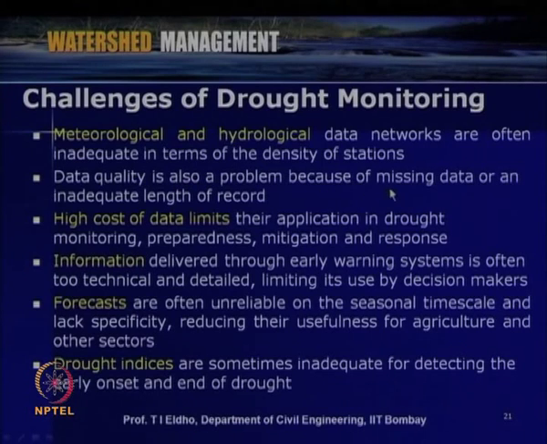Then data quality is also a problem because of missing data or an inadequate length of record. We have to continuously check the data quality, whether it is good data or whether there is any missing data. Then the high cost of data limits its application in drought. The data should be available cheaply so that various agencies can come up with monitoring schemes for drought monitoring, drought preparedness, mitigation and response. Then information delivered through early warning systems is often too technical and detailed, which limits its use by decision makers. So we have to come up with plans which are simple and informative, and which can be easily implemented in the field.